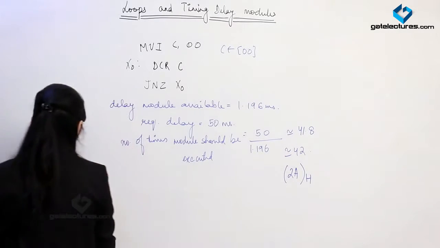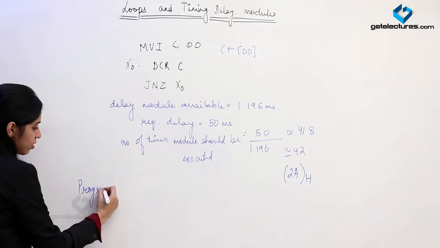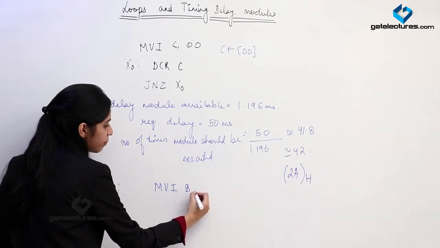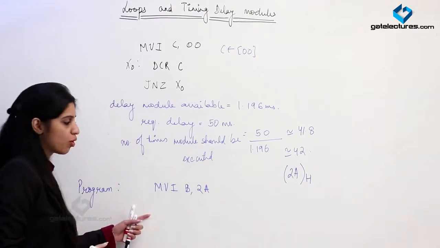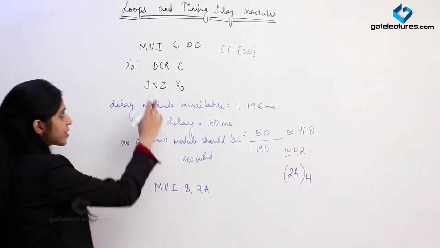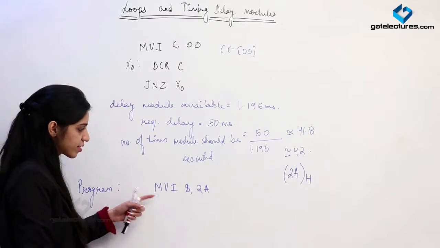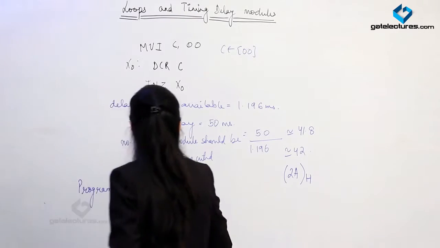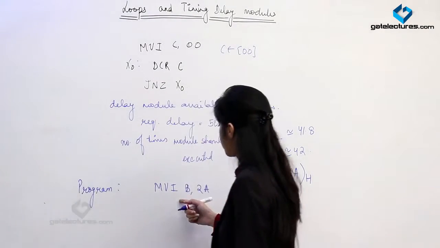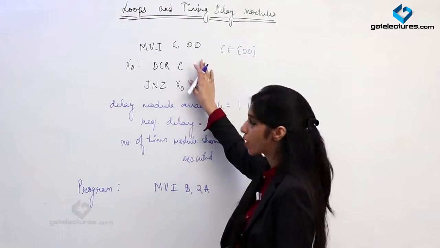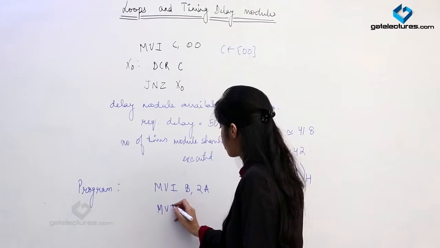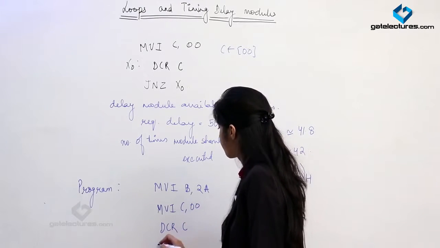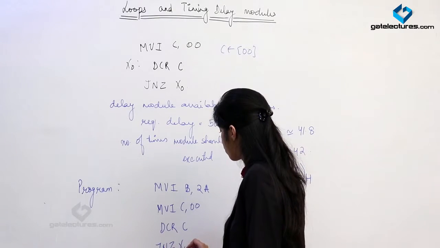Just look at the program now. What am I going to do? I am loading B with 2A, MVI B, 2A. The concept is the same. Then I am going to write this module: MVI C, 00, DCR C, JNZ X. This is X.